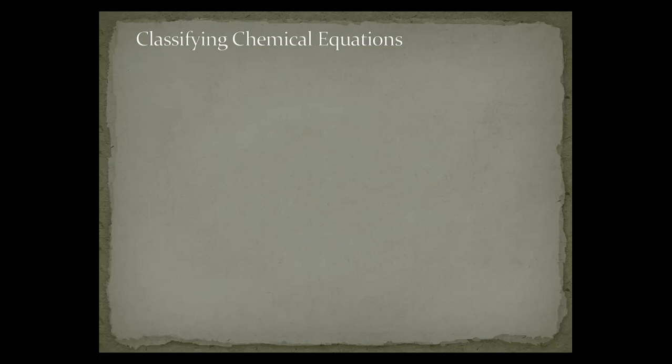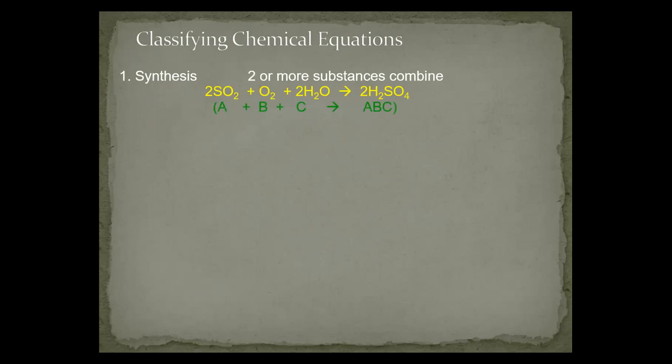What kind of chemical reaction is happening? So there's 3 different types. The first is called synthesis. This is where 2 or more substances combine together.